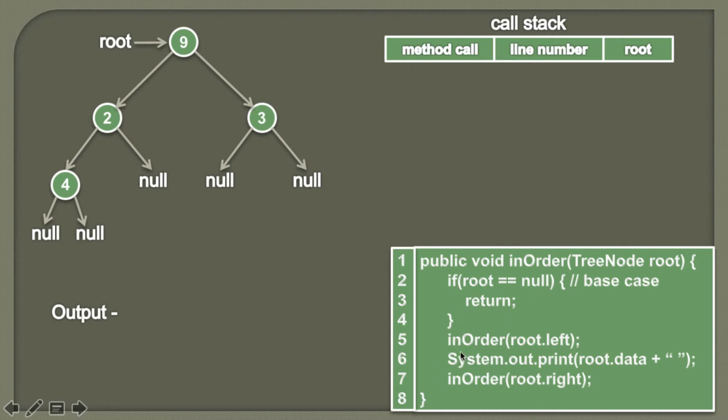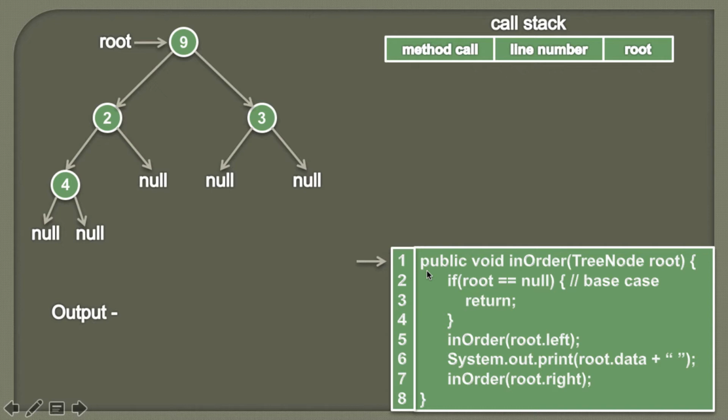So in order to understand this recursion, we are using this call stack, where we are keeping the information for the current executing method, and we are also keeping track of the root node which is getting executed in the particular method call, and we are also keeping track of the line number, whose significance we will see once we demonstrate the algorithm. So let's see the demonstration of this algorithm step by step.